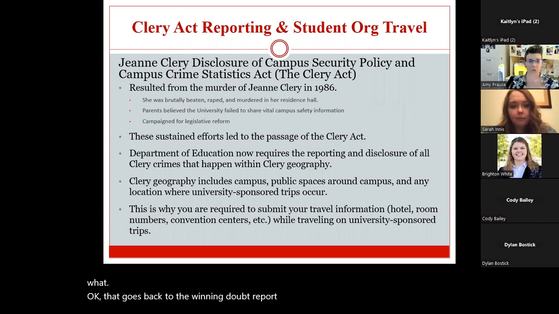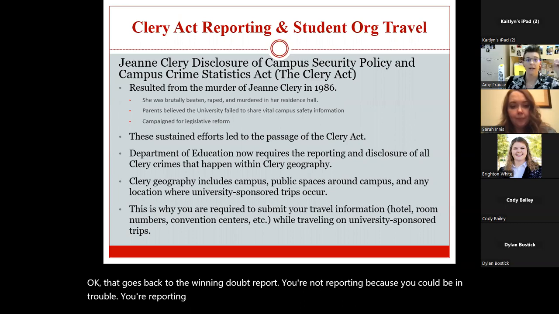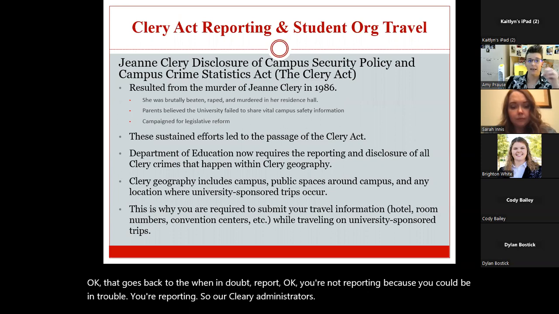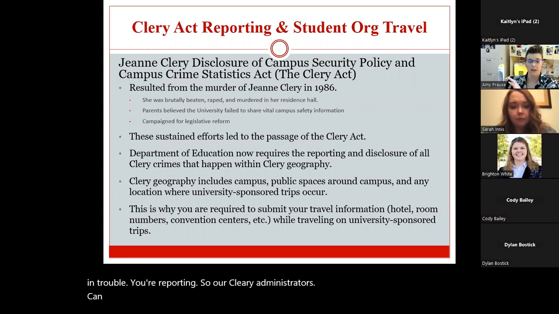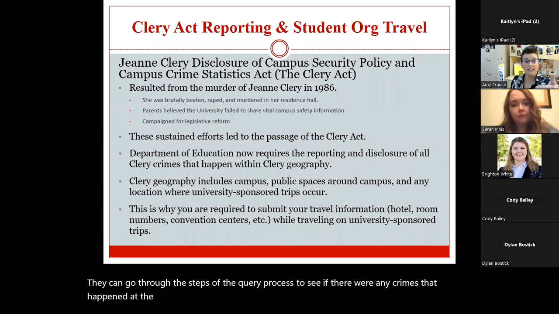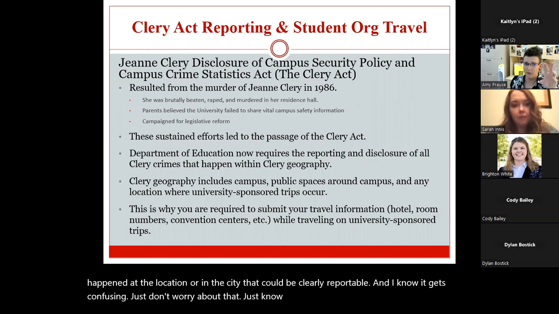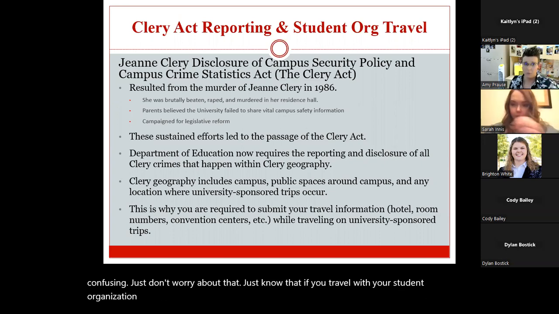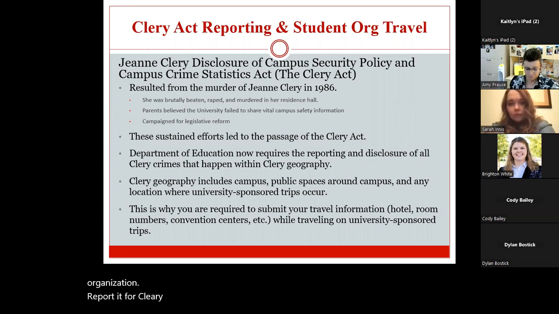Okay, you're not reporting because you could be in trouble. You're reporting so our Clery administrators can ensure that they can go through the steps of the Clery process to see if there were any crimes that happened at the location or in the city that could be Clery reportable. And I know it gets confusing. Just don't worry about that. Just know that if you travel with your student organization, report it for Clery, okay?